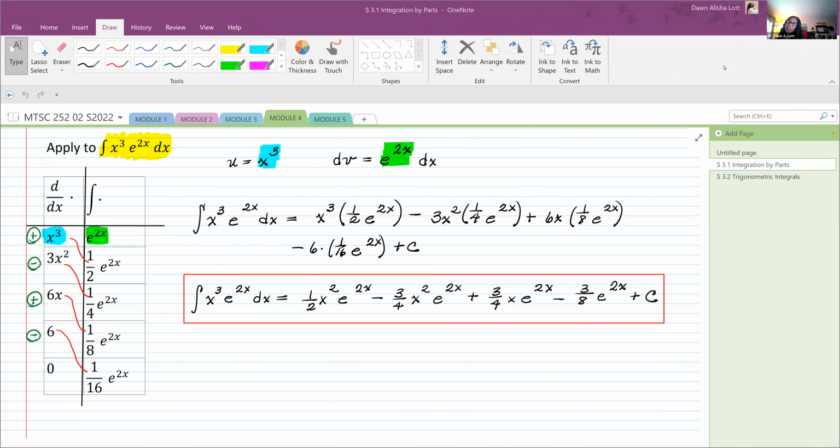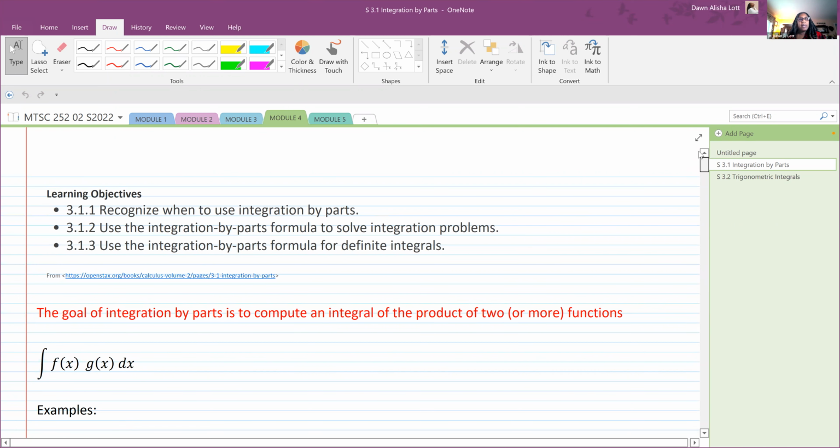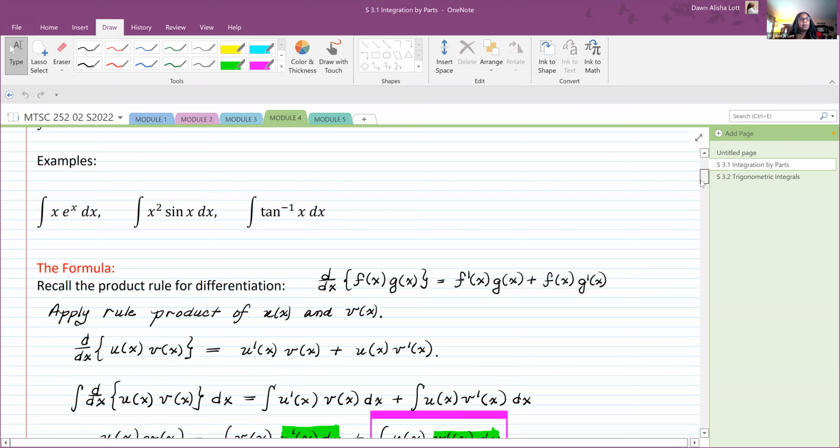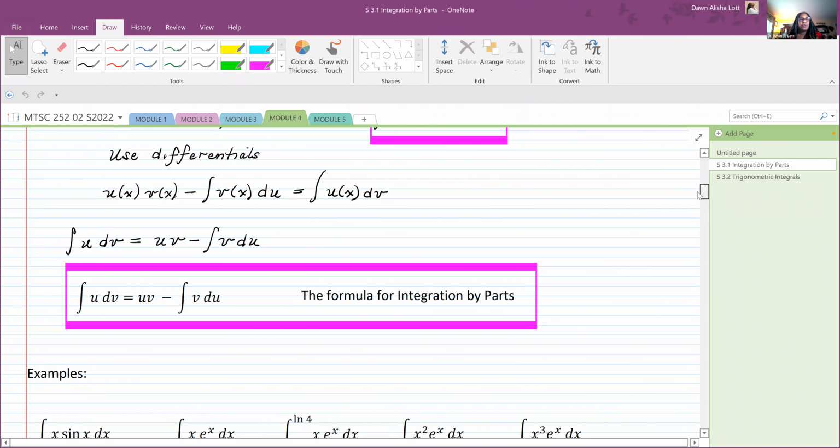Okay, so we are in integration by parts. And I just want to go back before I go forward and talk about some of the problems that we did. We did the integration by parts formula. We said that in order to do it, we have to do the integral of u dv is equal to uv minus the integral of v du.